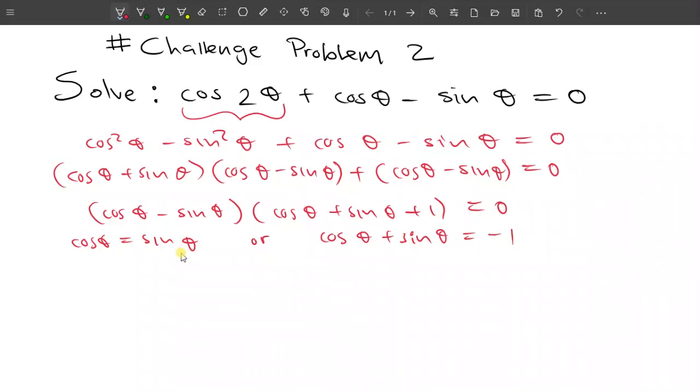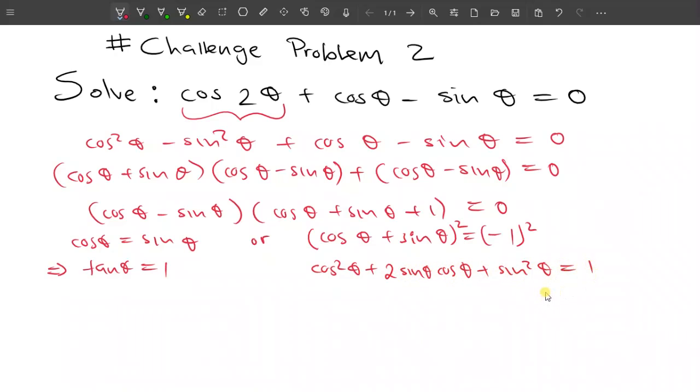The first one is easy to solve. We can divide both sides by cos θ, where we get that tan θ is equivalent to 1. Then to solve this one, we simply square both the left and the right sides. When we square here, this will give us cos²θ + 2 sin θ cos θ + sin²θ = 1. So let's do some work here.